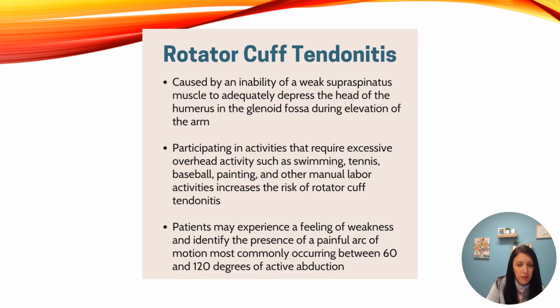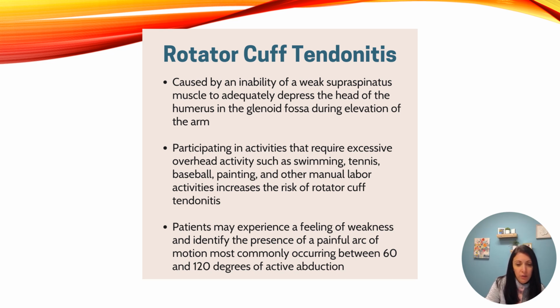So the next pathology we're going to talk about is rotator cuff tendonitis, and that is caused by the inability of a weak supraspinatus muscle to adequately keep the head of the humerus depressed into the glenoid fossa during the elevation of the arm. Participating in activities that require excessive overhead activities such as swimming, tennis, baseball, painting. Anything overhead will increase the risk of rotator cuff tendonitis.